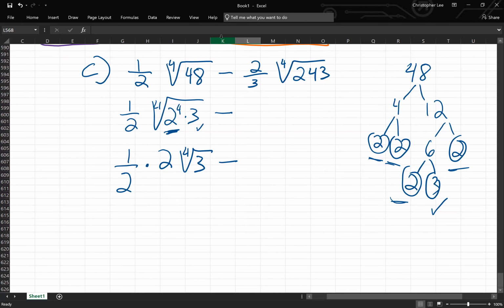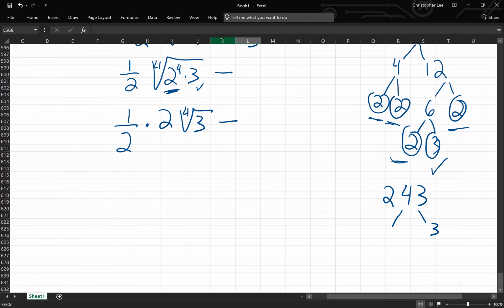And then now, the 243. The only thing I could tell you that I know is that 2 plus 4 is 6, and 6 plus 3 is 9, right? 9 is divisible by 3, so this big number, 243, is divisible by 3. That's all I know. So when I divide that by 3, what do I get? Oh, 81, right? 243 by 3. So I get 81.